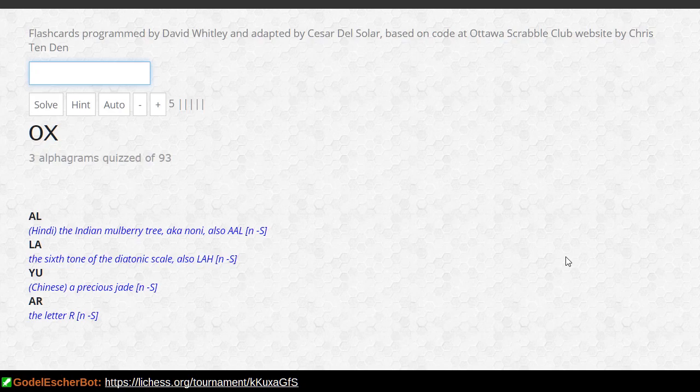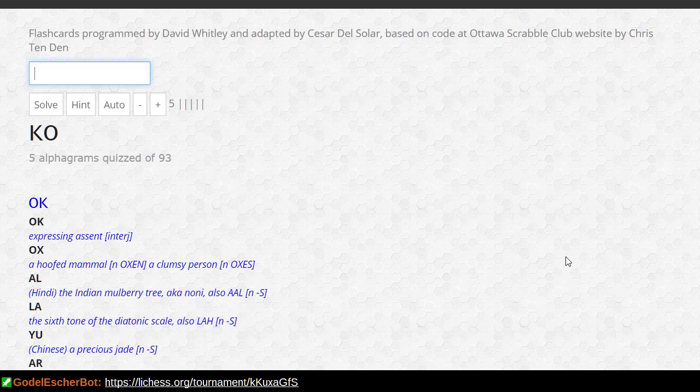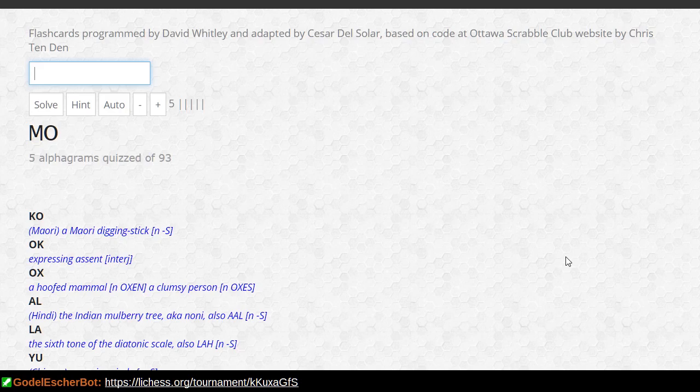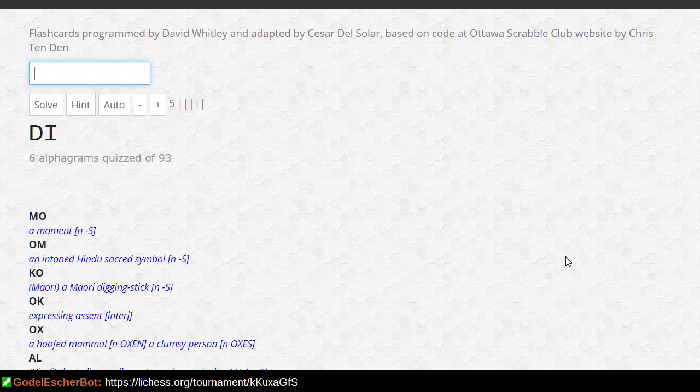Okay. All right. Ox is a word. Ak is a word expressing assent, agreement. Yep. Apparently, ko is also a word, even though I've only heard this in the context of, like, board games. A Maori digging stick is a ko. All right, Om is a chant, an intoned Hindu sacred symbol, but apparently Mo is also a word. A moment. Oh, yeah, we've used that before.